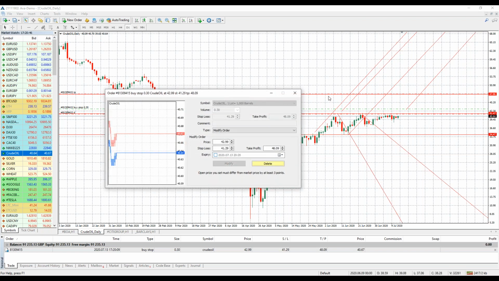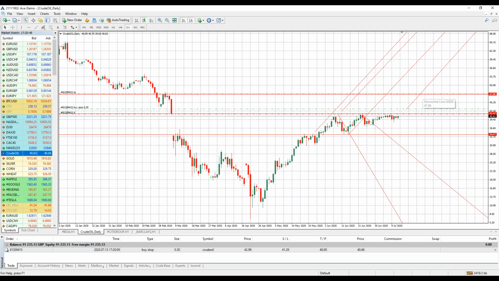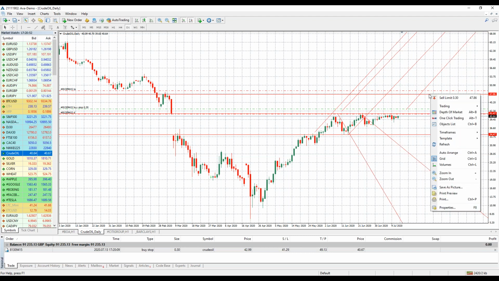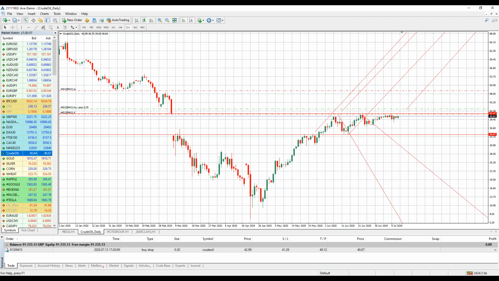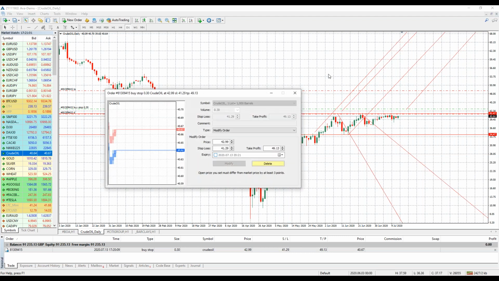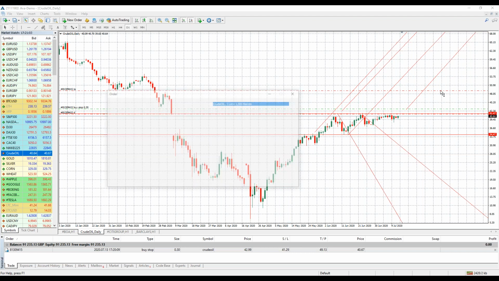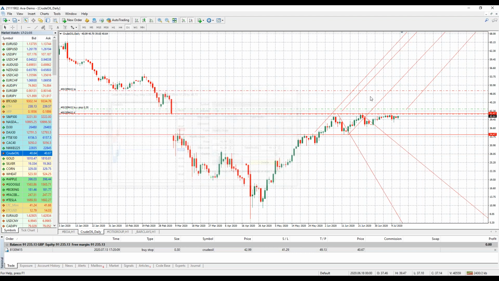Okay, let me get rid of this line. And now I can move my stop loss down where you can see it better. Oh, sometimes it takes 2 tries. There, okay. And why am I sliding it down maybe to there?